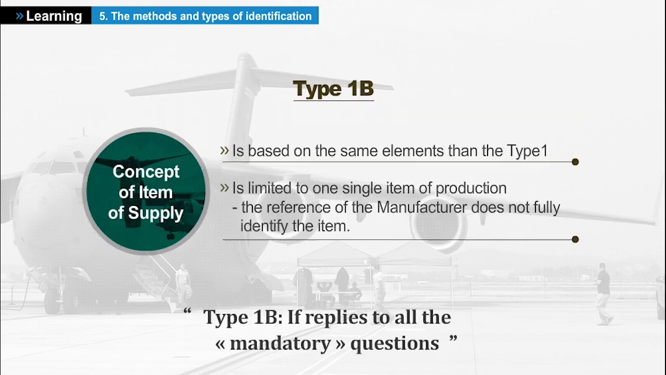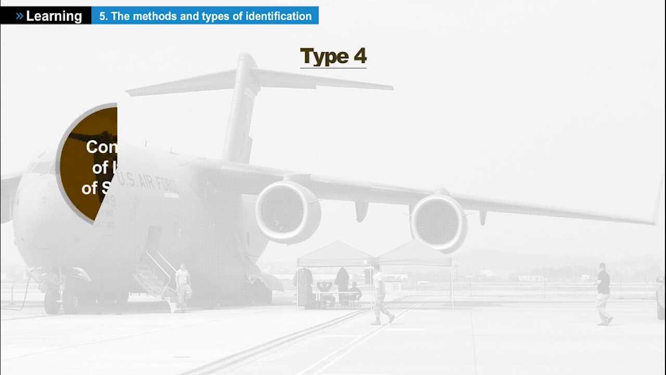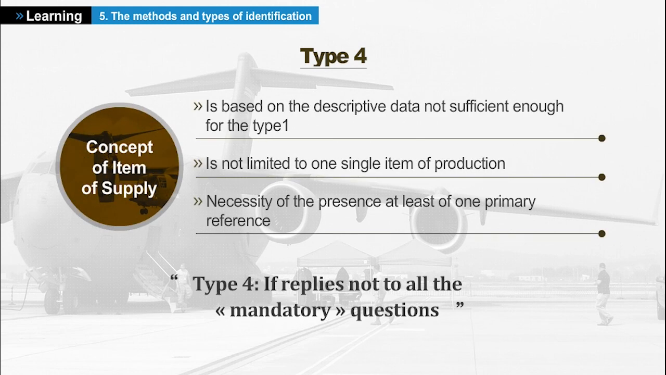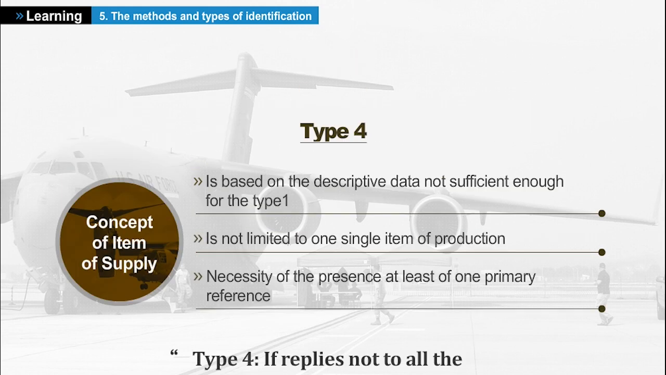Type 4 item identification is prepared as a Type 1 item identification, but the descriptive data available is insufficient to carry out a full descriptive item identification. As for a Type 1 item identification, Type 4 item identification may cover several items of production. Type 4 item identification requires at least one reference number because the concept of item of supply cannot be established based on descriptive characteristics only. As we depart from the original NCS concept, this decision must be justified.